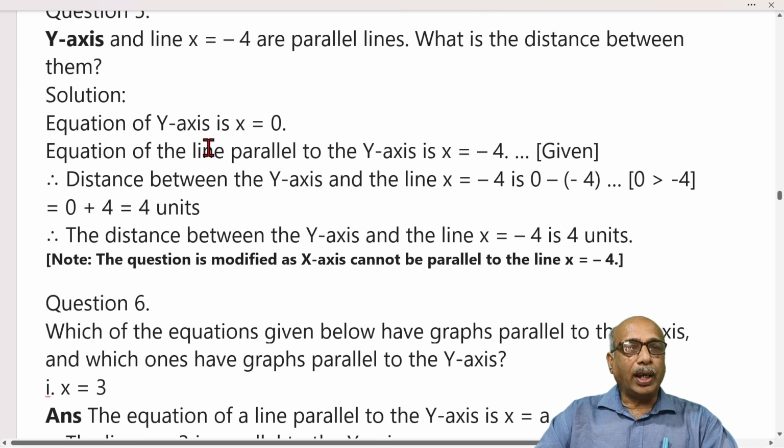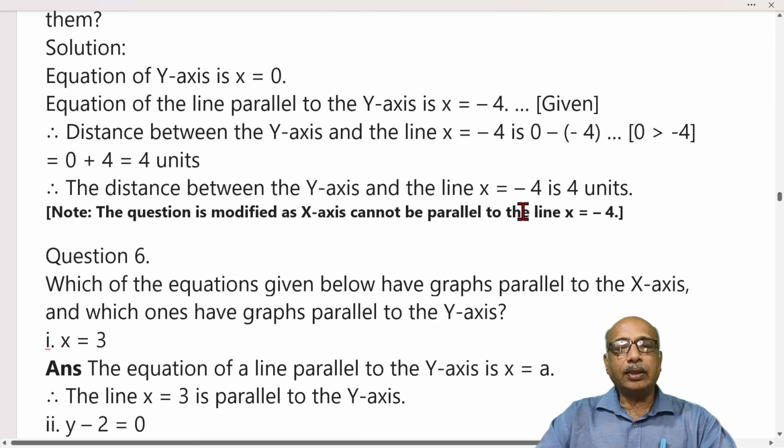Therefore, the equation of y-axis is x equals 0. The equation of the line parallel to y-axis is x equals minus 4, given. Therefore, the distance between the y-axis and the line x equals minus 4 is 0 minus minus 4, because 0 is greater here. You know the distance formula: greater coordinate minus smaller coordinate. So 0 minus minus 4 is 0 plus 4 equals 4 units. Therefore, the distance between the y-axis and the line x equals minus 4 is 4 units.